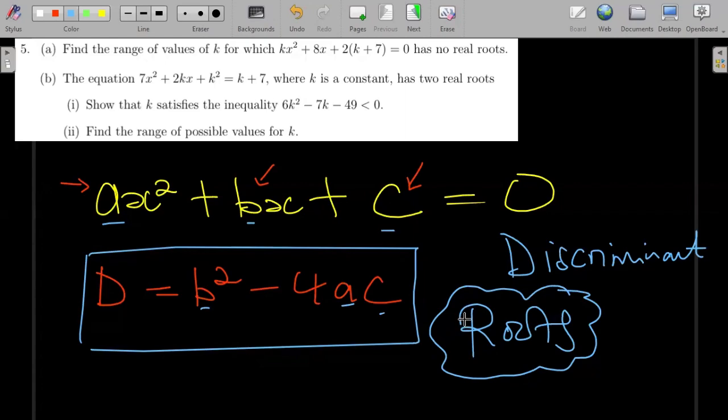Roots of a quadratic equation are basically the answers to the quadratic equation. That's what roots of a quadratic equation are. Let's say, for example, maybe you have x squared minus 5x minus 6 equals 0. Let's say we are given this quadratic equation, and we want to solve it.